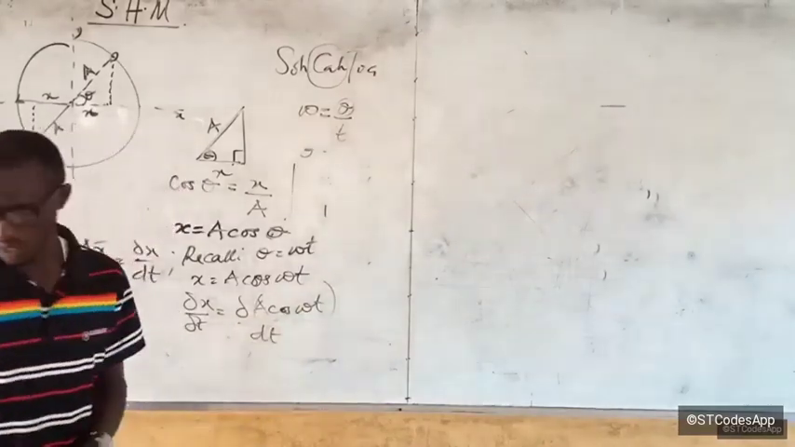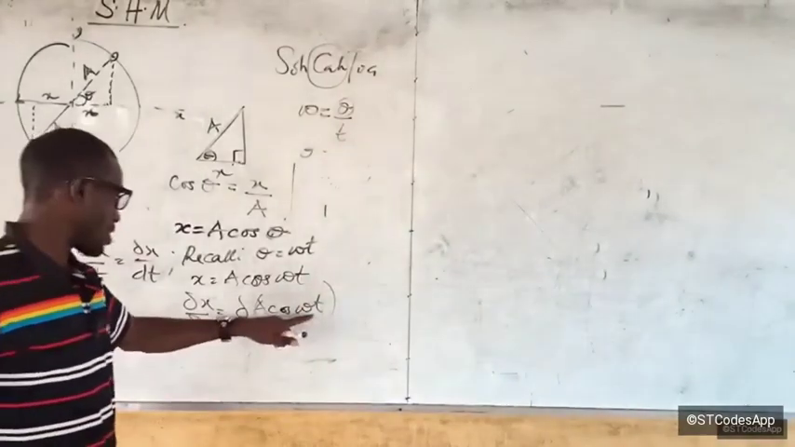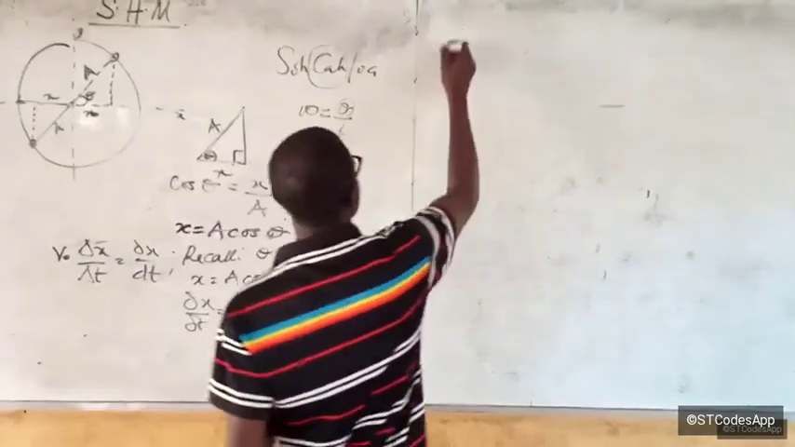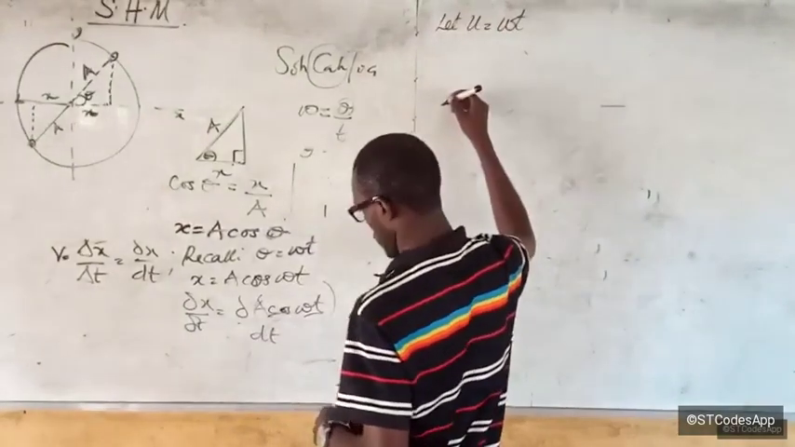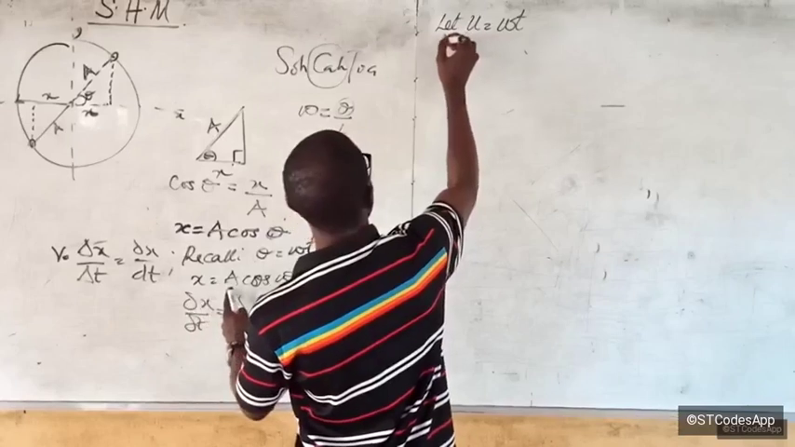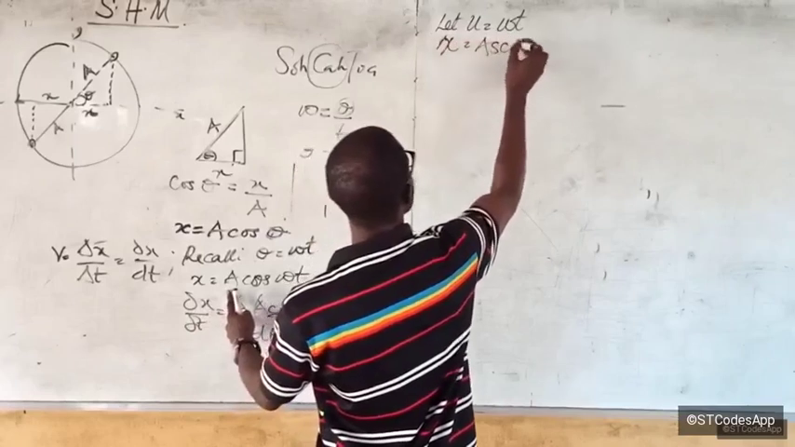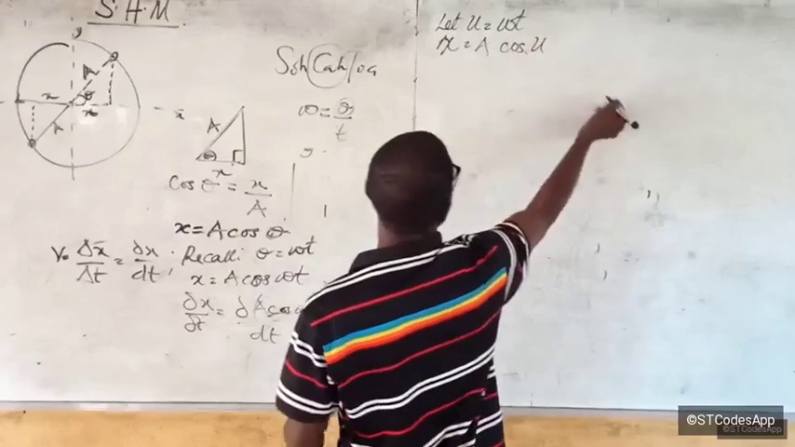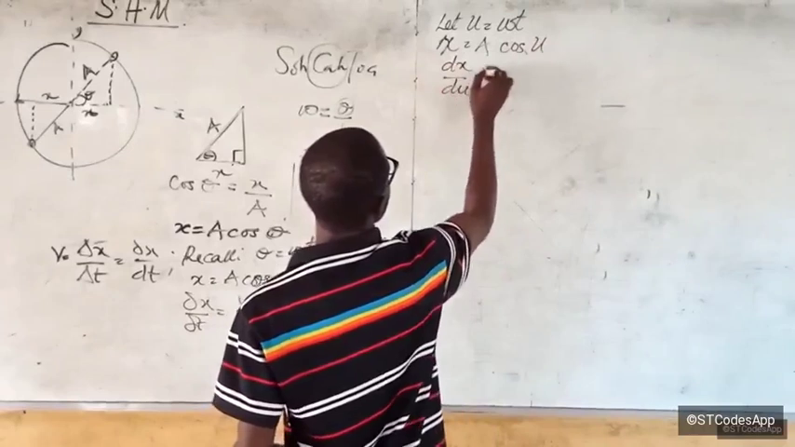This is what kind of function? This is going to be a function of a function, because this is one function and this is another function here. So we have, let u be equal to omega t, so that our question is now x will be equal to A cos u. Is that okay? So from here, dx/du will be equal to what?